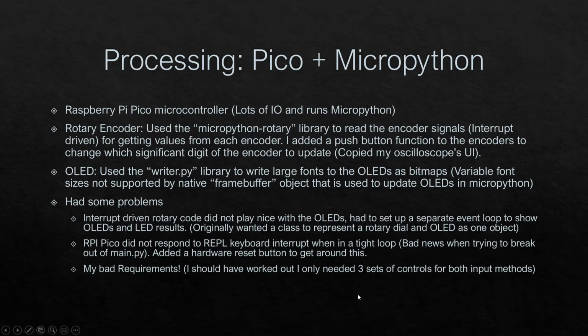So what I had to do was add a hardware reset button to the back of the board. Just a simple button, and inside the main loop now in this main.py, I just keep checking for this hardware reset button. If it's pressed down, then I exit the program, which allows me to make updates to the program.